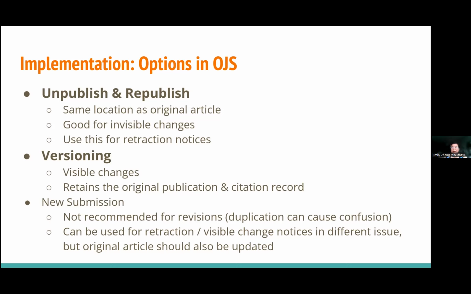The second mechanism for implementing changes in OJS is a fairly new feature that was introduced a few years ago called versioning. Versioning is quite similar to using track changes, where both the old and new versions are openly and publicly available, and readers can easily refer back to the original version to see what changes have been made. This feature is quite good for updates or new information that it might not make sense to have a whole separate article about and is vital to the original content.